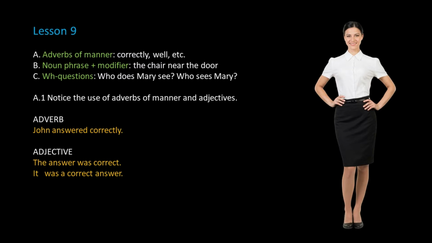In this video, we will learn about A. Adverbs of manner. For example, correctly, well, etc. B. Noun phrase plus modifier. For example, the chair near the door. C. WH questions. For example, who does Mary see? Who sees Mary? Notice the use of adverbs of manner and adjectives.